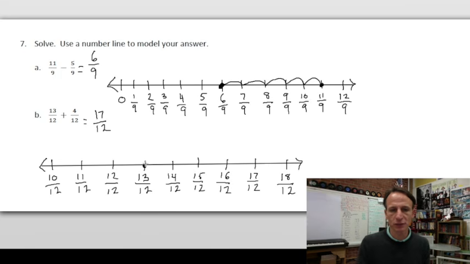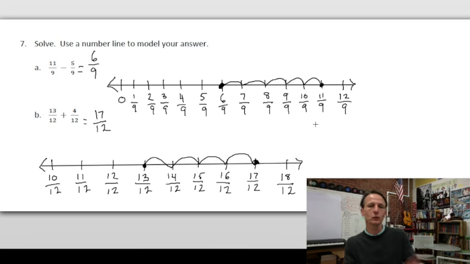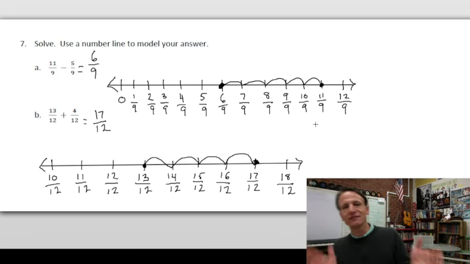And now I'm going to go from 13 and add up 4 twelfths. So 1, that was horrible, 2, 3, 4, and I end up right where I'm supposed to be at 17 twelfths. So it worked. And look at what we did.